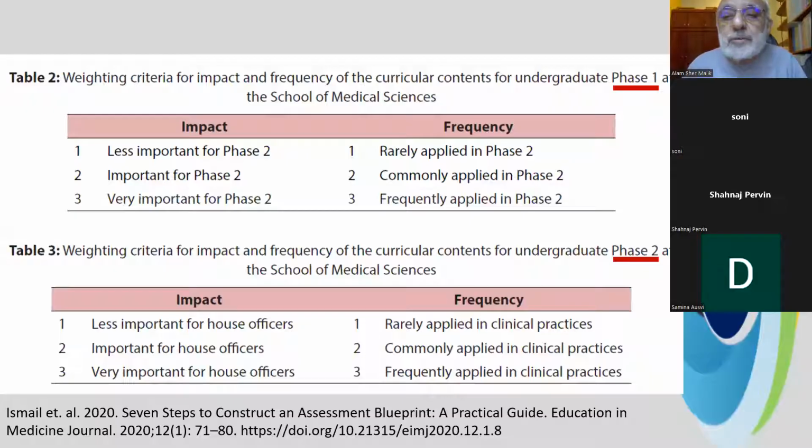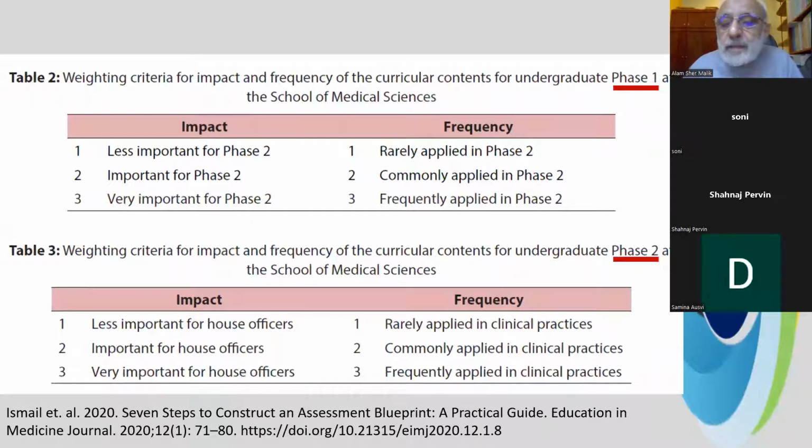So phase one students are being assessed for phase two. We are not assessing for phase one; we are assessing for the subsequent phase where these students are going to study. So less important for phase two is one, important for phase two is two, and very important for phase two is three. Similarly for frequency: rarely applied in phase two, commonly applied in phase two, and frequently applied in phase two.